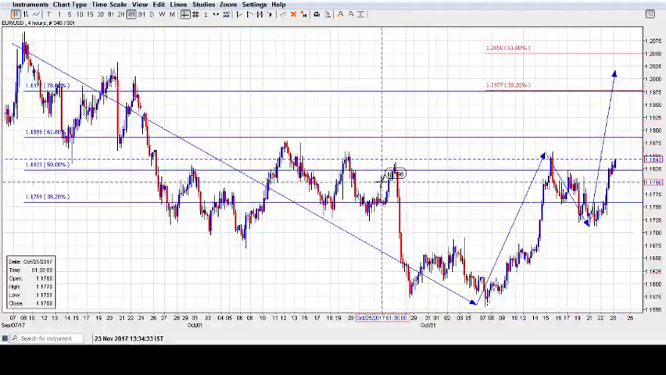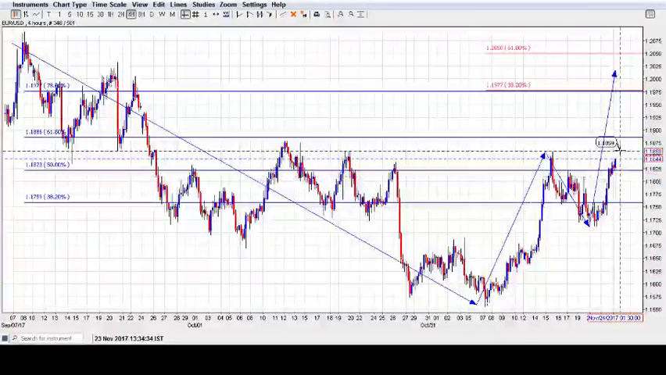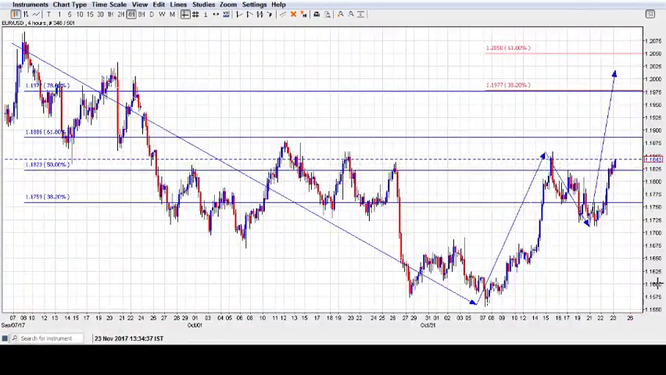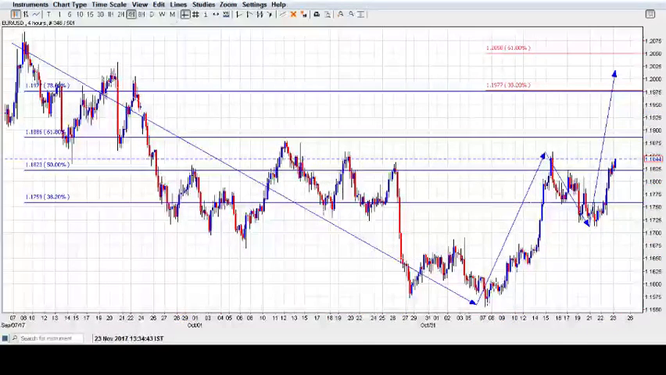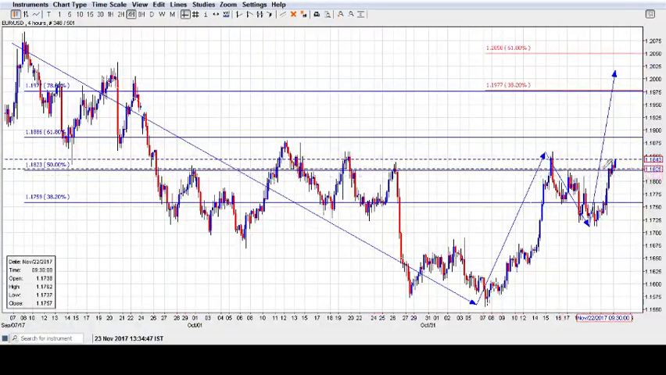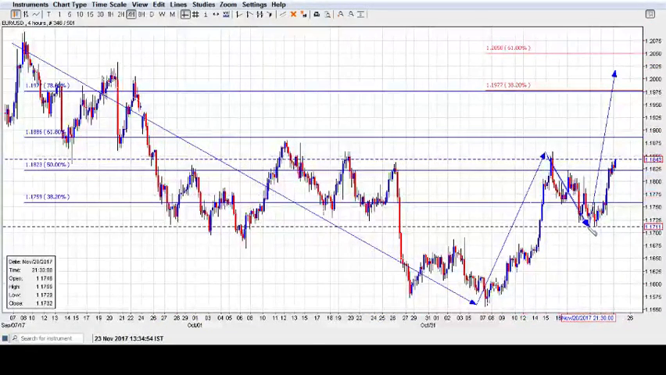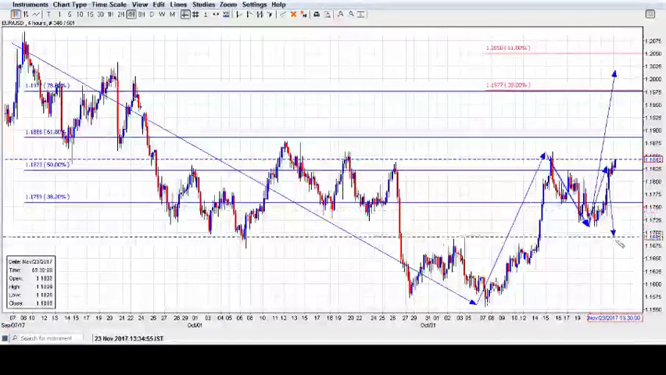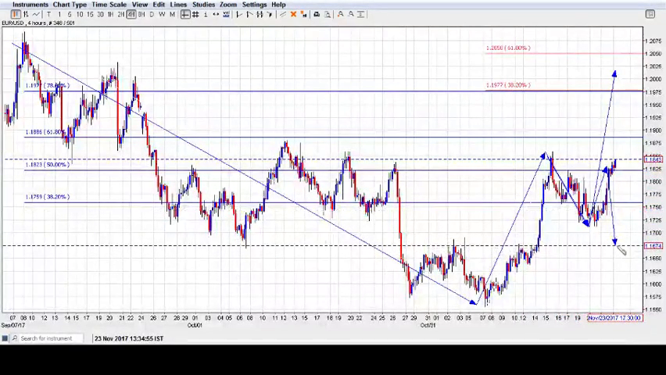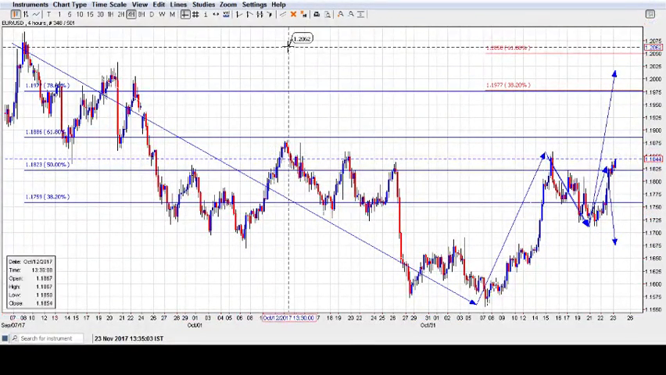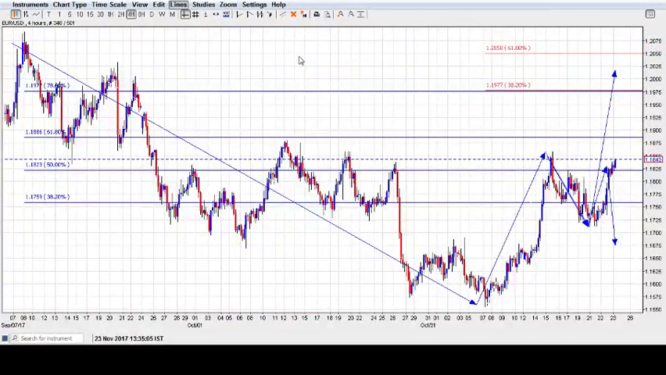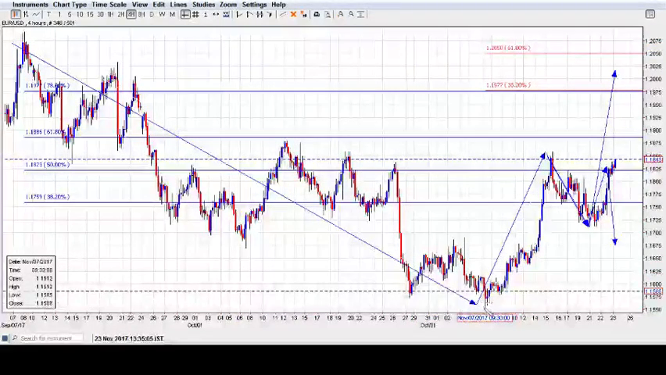The question now remains whether it's going to go straight from here, or is it still going to form a counter trend drop lower towards 1670. This would be the wave structure, $16.70, where the Fibonacci 61.8% is also coming up.